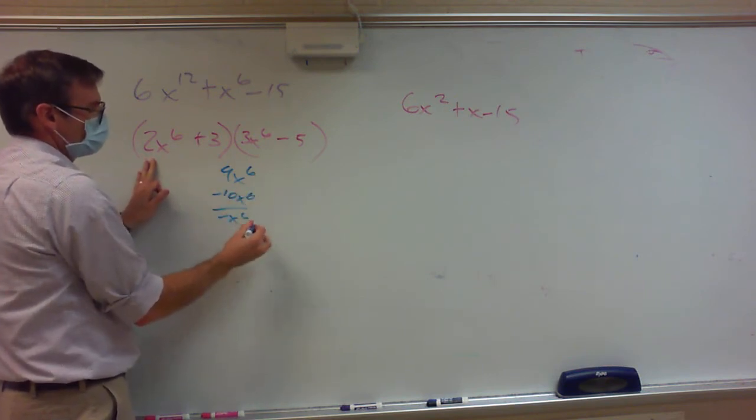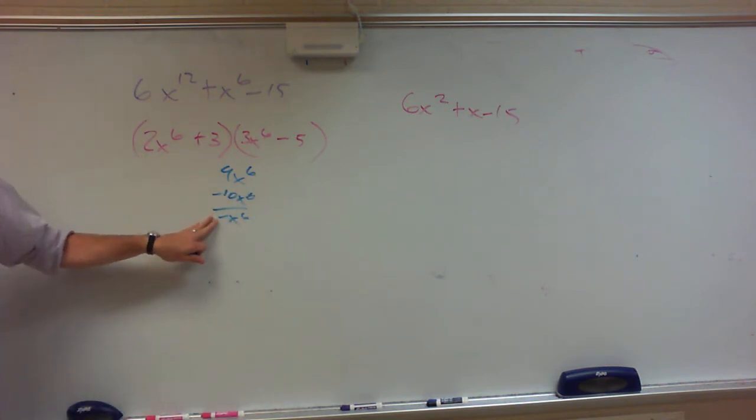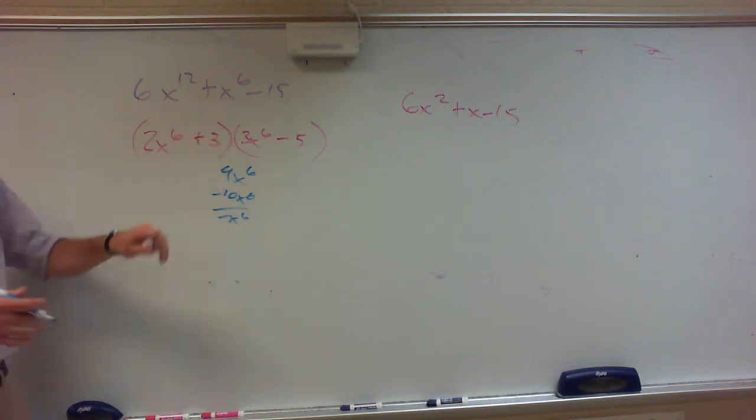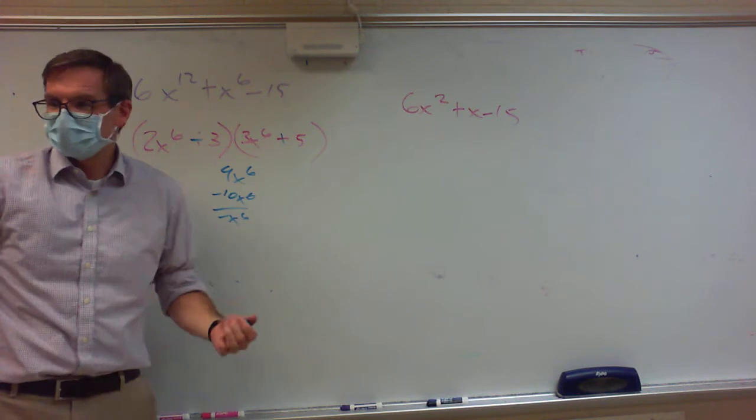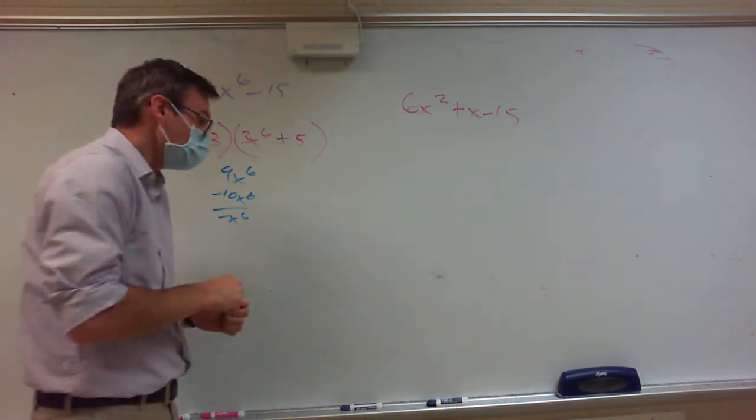That gives me negative x to the 6th. Great, I got the right number, but the wrong sign. That's easy enough to fix. Just make that a plus and make that a minus. Okay? And so I factored. All right.